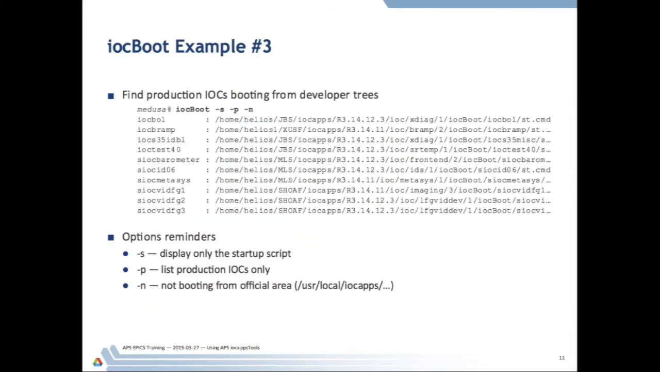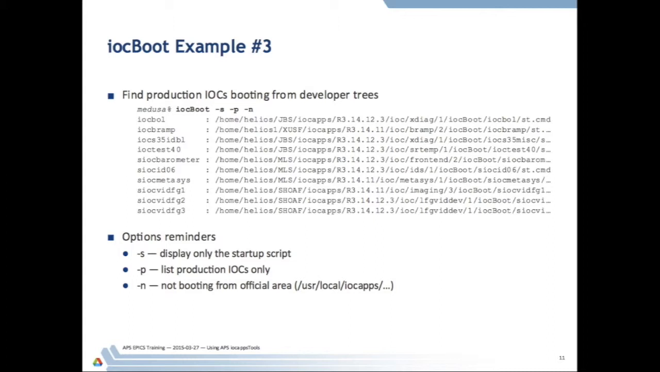Here we're looking at one of those other options. Here I'm using the -n option. I also added the -s and -p just to cut down on the information that's displayed. But fundamentally, I'm showing the use of IOC boot -n, and that's saying these are the production IOCs, so it's -p, production IOCs that are booting from developer trees, i.e. not from the system area. So as of yesterday, we had about 11 or so IOCs in that state.